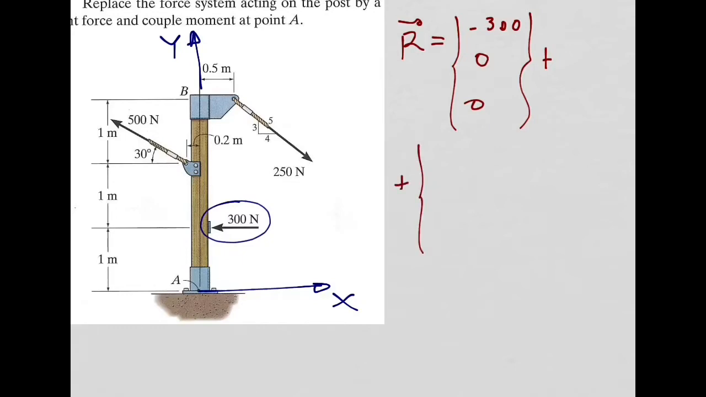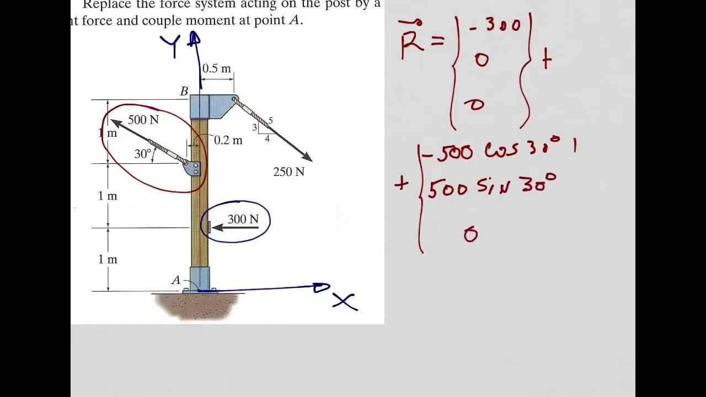Now let's do, for example, this one, this 500 newtons. You tell me how much is the horizontal component of this one? Minus 500 cos 30, is it? The vertical component in the y direction? 500 sine 30. Z component is 0, right? And now the last one is this.